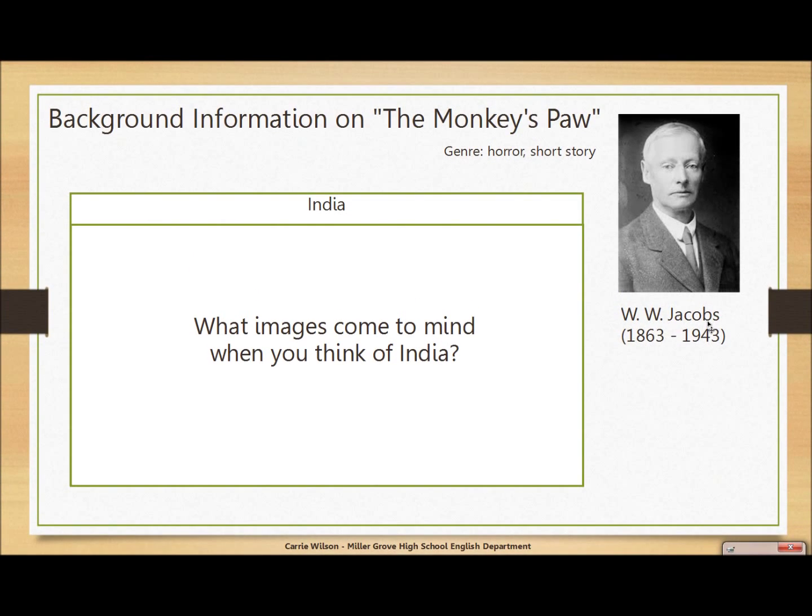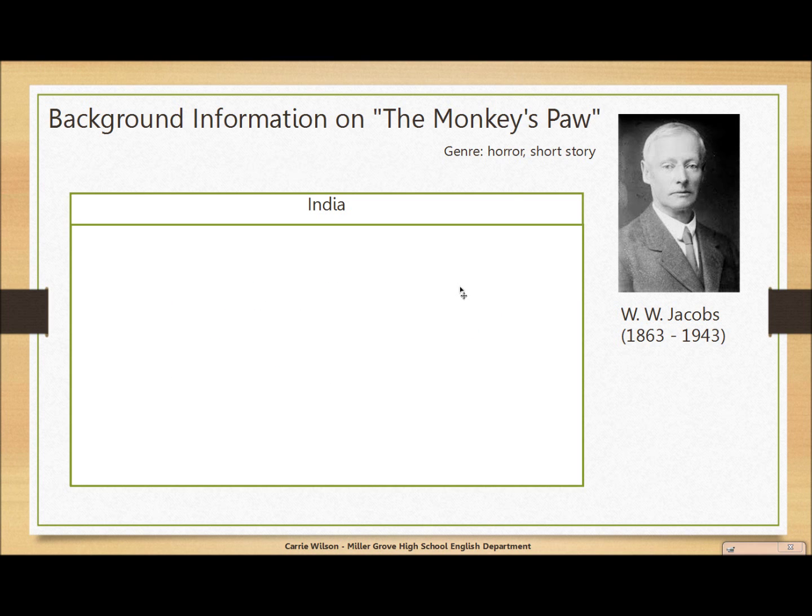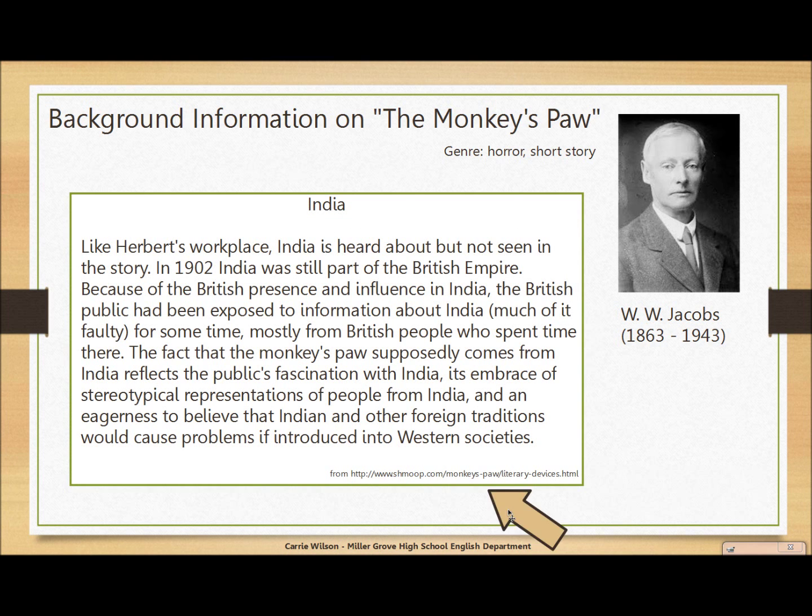Okay, so W. W. Jacobs wrote this story around the turn of the century. It's a horror short story, so it's meant to be scary or shocking. And let's look at the context, or some of the context provided by Shmoop.com. Herbert is one of the characters in the story.